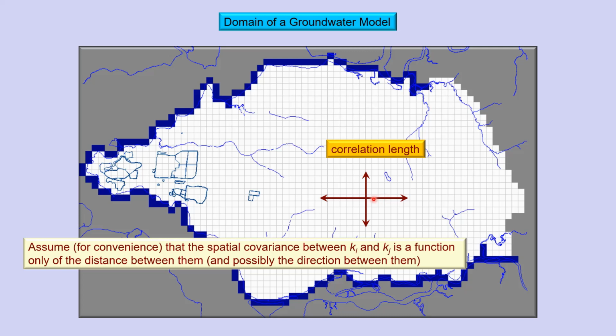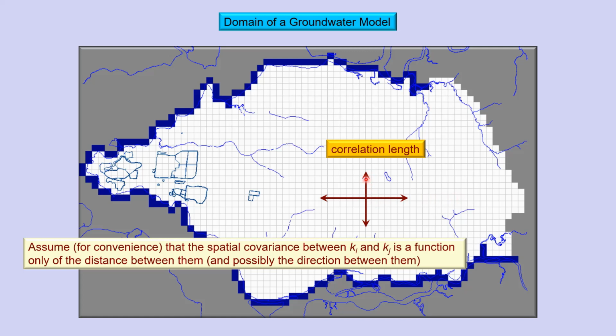In fact, I am assuming that knowing something here tells me something about here, and less as I move further away. I can make it a little bit more complicated. I can say that knowing something about here tells me more in this direction than in this, simply because there tends to be greater continuity of properties in this direction than in this. And that's the case in many geological media.